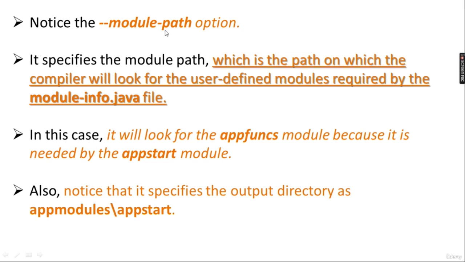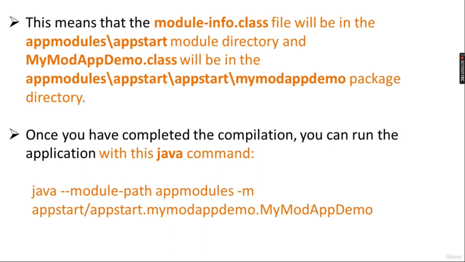Also notice that it specifies the output directory as app modules dot abstract. The module-info class file will be in the app modules abstract directory, and the mymod app demo class will be in the app modules abstract mymod app demo package directory. Once you have completed this compilation, you can run it using java, like in the previous Java program.